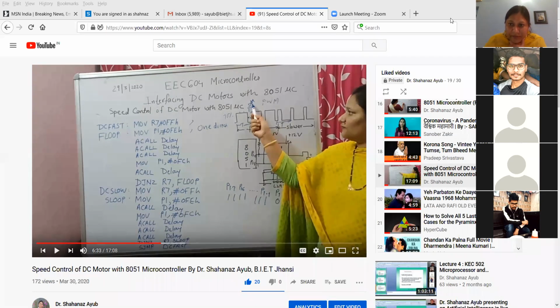Interfacing DC motors with 8051 microcontroller, speed control of DC motor with 8051 microcontroller. Okay, good. So yesterday we were talking about direction control of DC motors, isn't it? So today we will talk about speed control of DC motor.